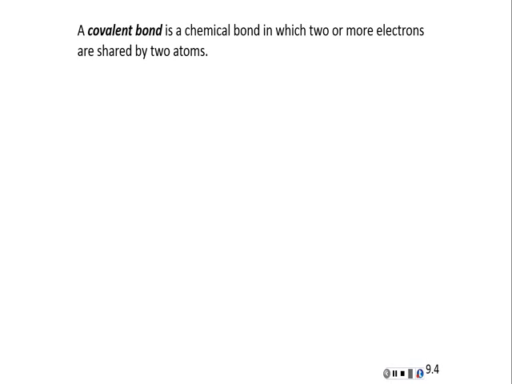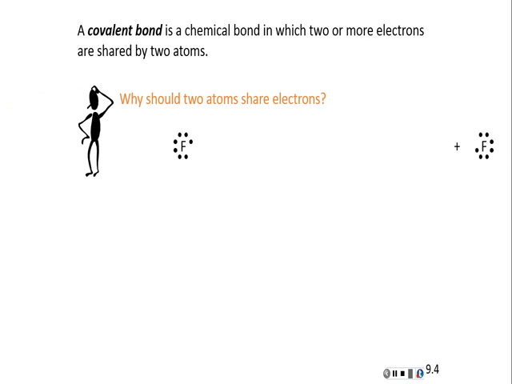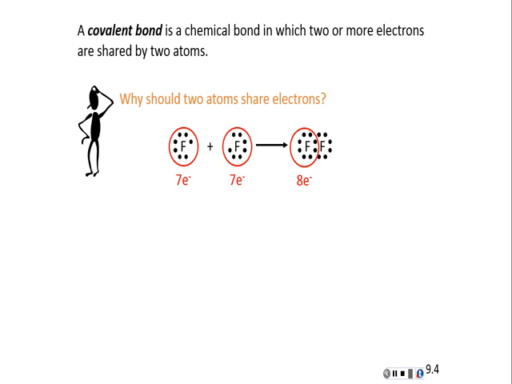A covalent bond is a chemical bond in which two or more electrons are shared by two atoms. Why should two atoms share electrons? Let's take a look at these two fluorine atoms. They can come together and bond together and form fluorine, F2. Each of the two fluorine atoms has 7 valence electrons. When they bond together, they share the unpaired electrons, so that now they both have an octet.